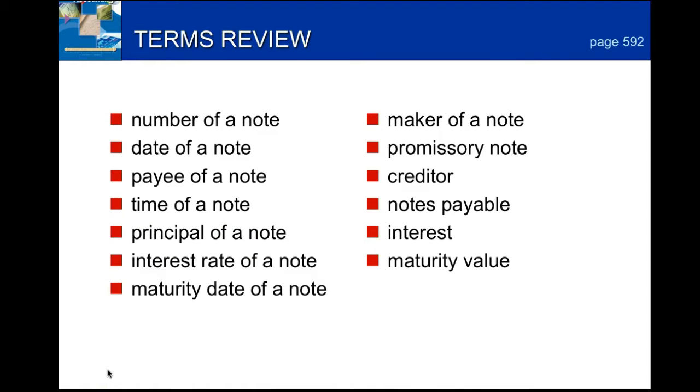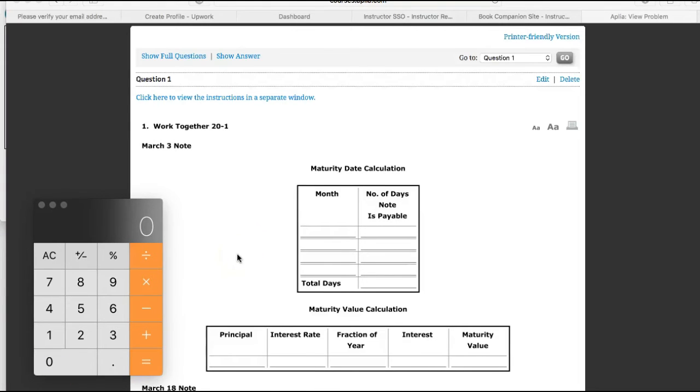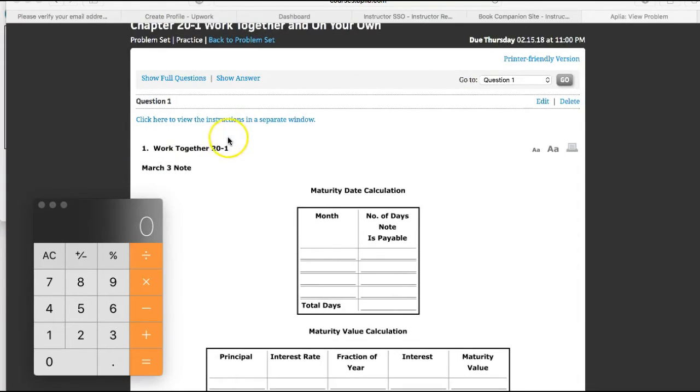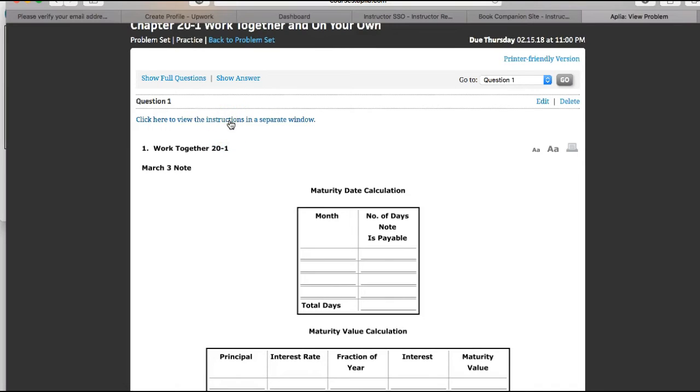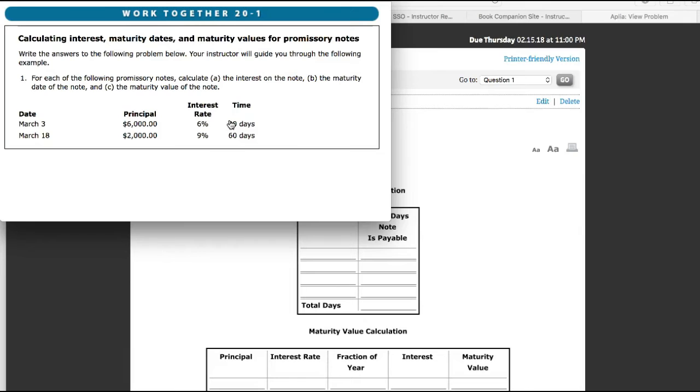So let's go ahead and open up Aplia and do our Work Together 20-1. Okay, I've got Work Together 20-1 opened, so let's open up our instructions. We're going to be calculating interest, maturity dates, and maturity values for promissory notes. For each of the following promissory notes, calculate the interest on the note, the maturity date of the note, and the maturity value of the note. First we're going to do March 3rd, with a principal of $6,000 and an interest rate of 6%, and the time is 90 days.